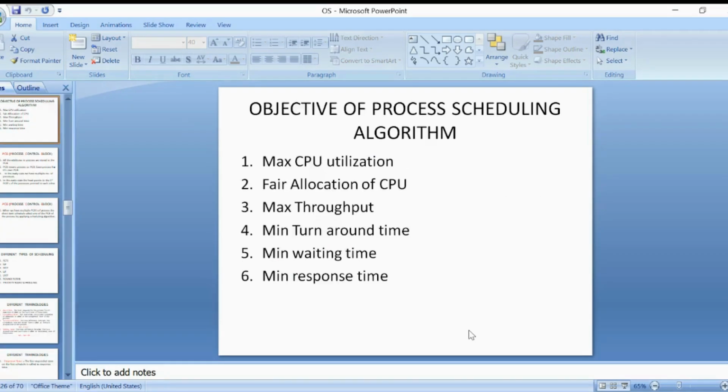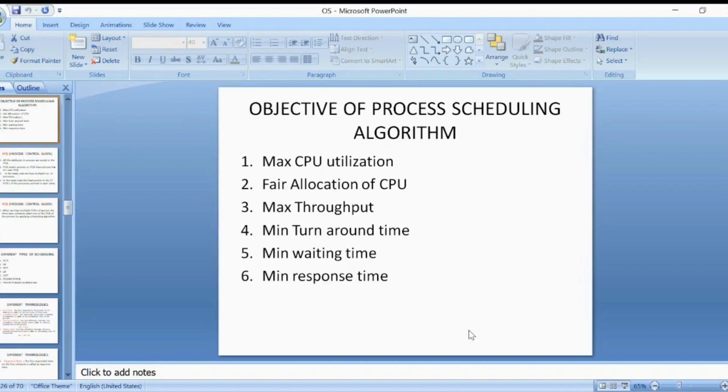Now coming to the objectives of a process scheduling algorithm. First one is maximum CPU utilization: the amount of work a CPU handles to process resources or manage an operating system. Now coming to the second one, that is fair allocation of CPU. It is a scheduling algorithm for computer operating systems in which the CPU usage is equally distributed among systems or users or groups, as opposed to equal distribution of resources among processes.